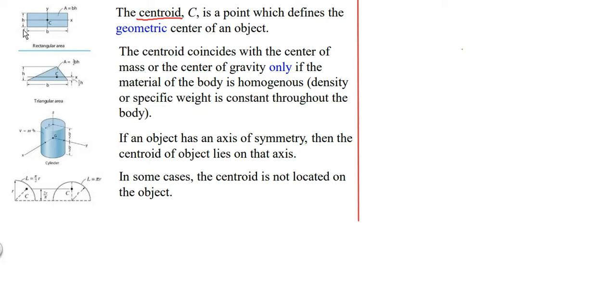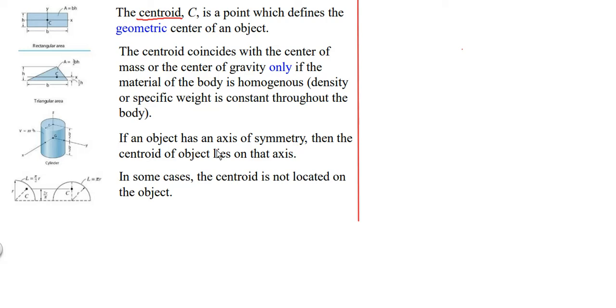And notice, by the way, we normally call the horizontal axis the x axis, and the vertical one the y axis. The centroid coincides with the center of mass or the center of gravity only if the material of the body is homogeneous. Homogeneous means it's the same throughout.